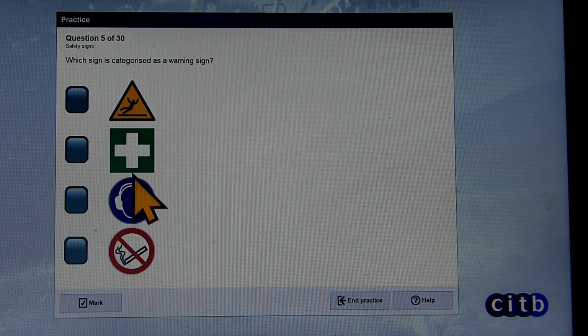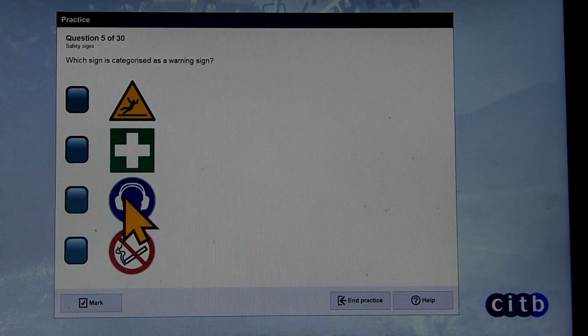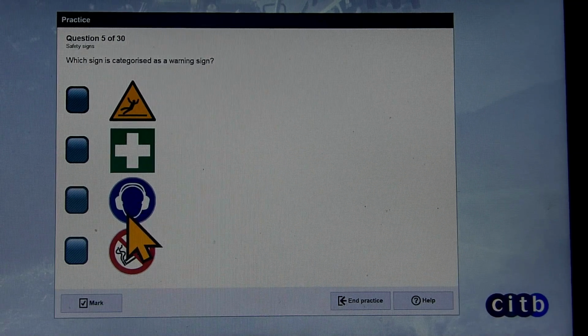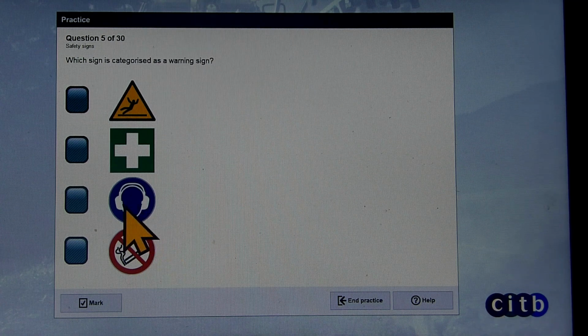Green with a white cross is always safe condition. How about this one? The blue one is mandatory. The very important things on site before you start the job. You have to fulfill the PPE. Mostly we are requested to have 5 PPE fulfilled. Therefore, this is mandatory. Mandatory means you must wear it.